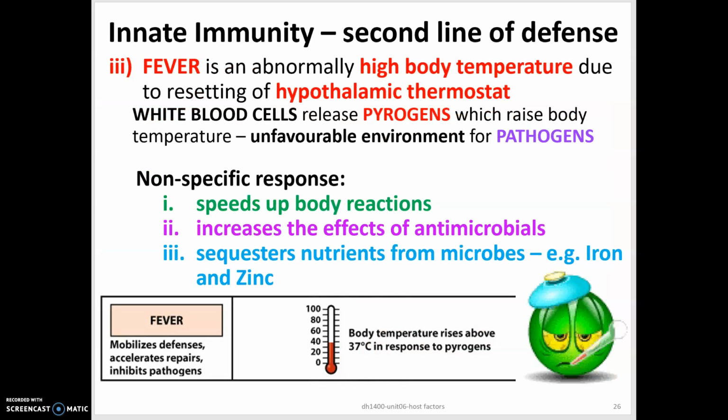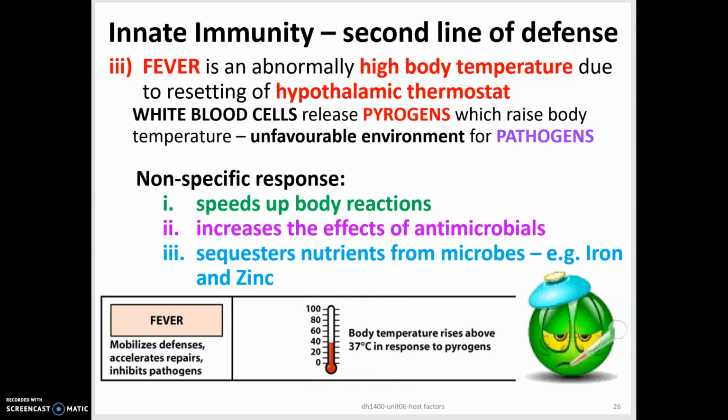Okay, so we talked about phagocytosis, we talked about inflammation, and now we'll talk about fever. We've all had a fever at one point or another. It's not terribly comfortable, but it is a very important part of fighting an infection. Now, a fever is an abnormally high increase in body temperature.